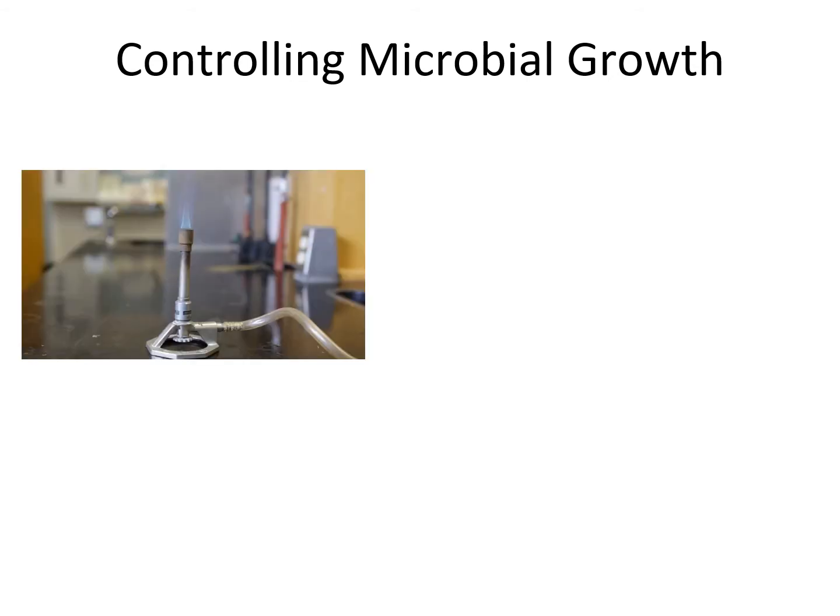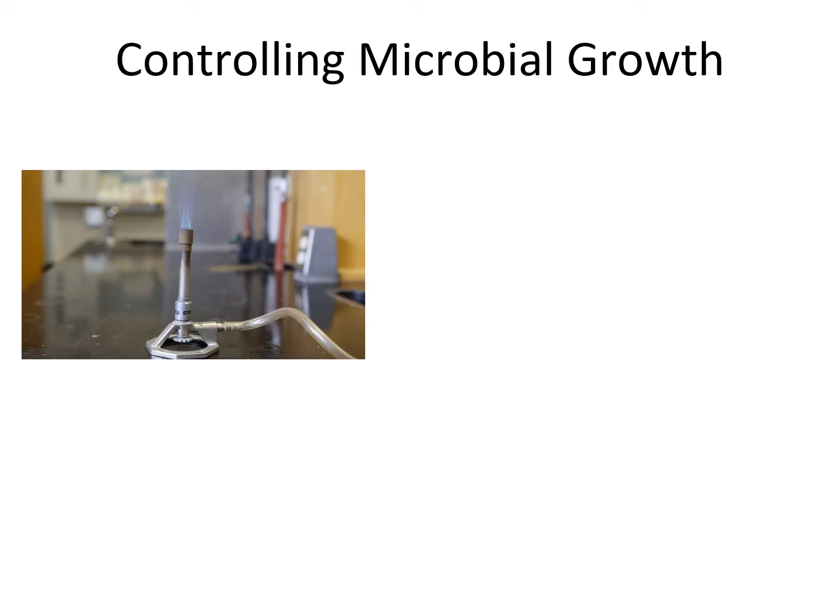While the previous chapter was all about promoting microbial growth, getting the microbes to grow, this chapter is about controlling microbial growth. And when we talk about controlling microbial growth, we're talking about preventing the microbes or the bacteria from growing. And there are several instances where this is very important. One is in this class.